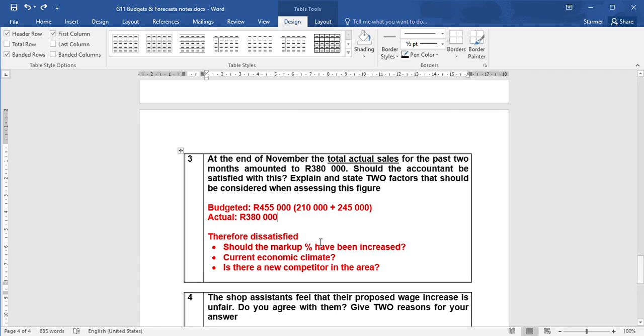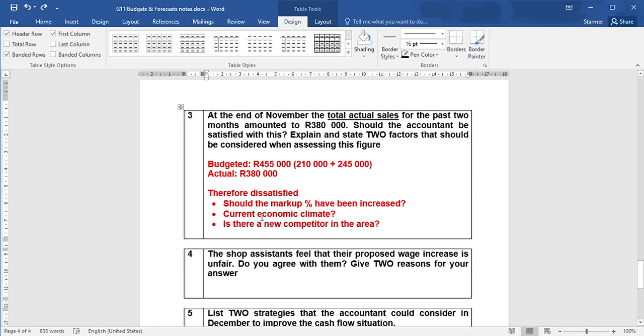Now you've got two things that you should consider. Perhaps they shouldn't have increased the markup. They said they're going to increase the markup to 75%. Maybe that turned some of your customers away. They went elsewhere. Perhaps the economic climate is not very favorable. People haven't got enough money to just spend as they would normally spend. Maybe there's a new competitor in the area, and obviously if you've got competition, that's going to affect your sales. So anything along those lines there.